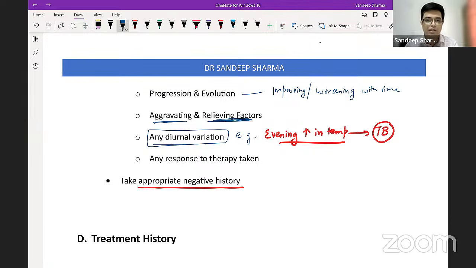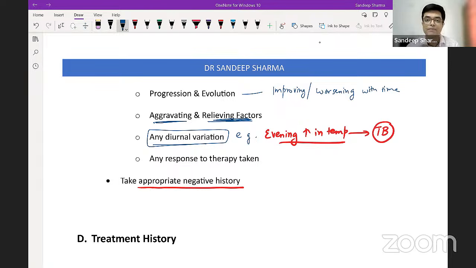That particular diurnal variation is described in the Western population, but in the Indian context, evening rise in temperature in lymphoma is mentioned in various textbooks. It is not classically seen. So your answer should be TB. If the examiner still pushes you for another answer, then the answer will be lymphoma. But don't mention lymphoma first instead of tuberculosis, right? But it's a good thing. Most of you know the context of this.